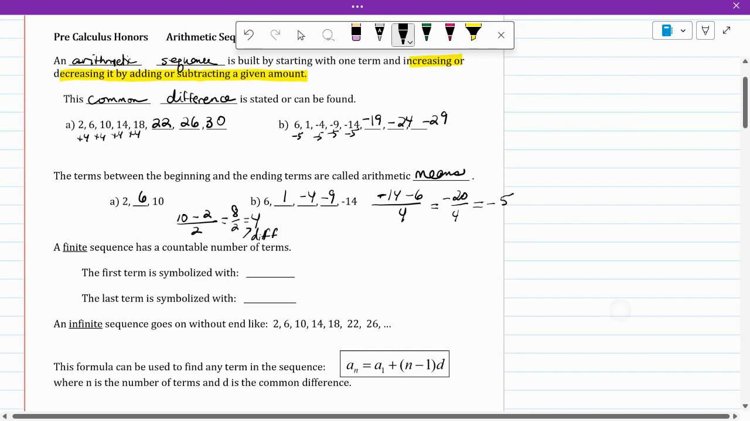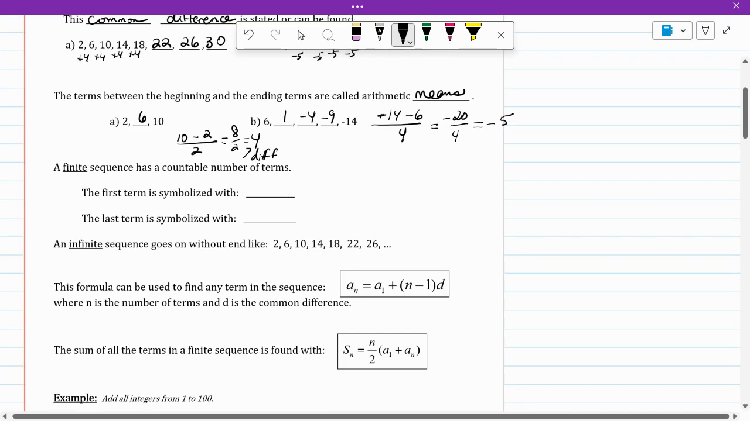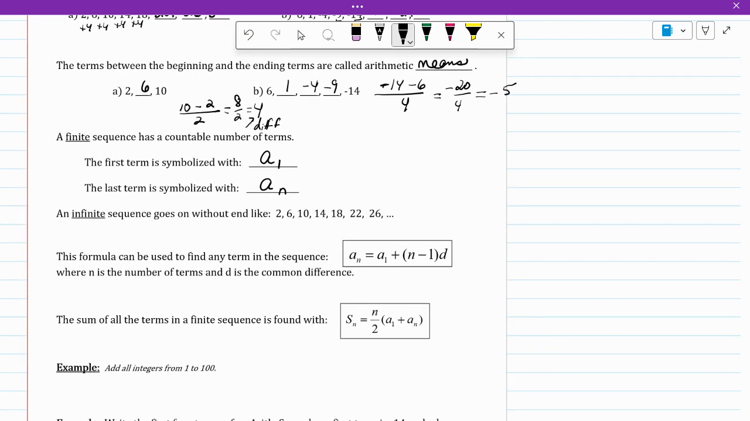Okay. All right, so a finite sequence has a countable number of terms. The first term is symbolized with a sub 1. So we're going to look at a formula for an arithmetic sequence, and we're going to call the first term in the sequence a sub 1. And we're going to call the last term in the sequence a sub n, the nth term.